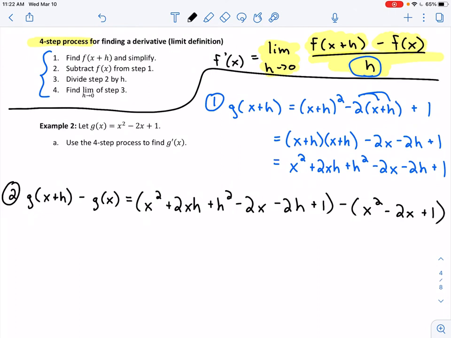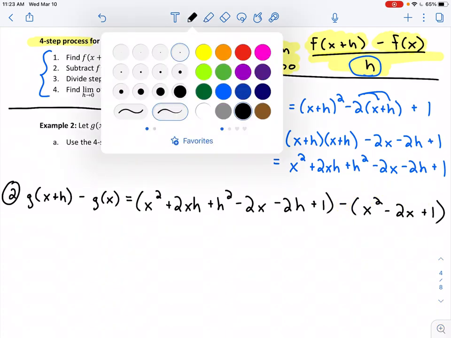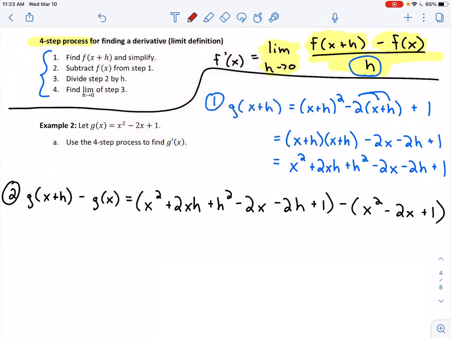Parentheses are going to be really important here because I want to take this minus sign and distribute that to all 3 terms of my g of x. The way I do that, I always change that minus sign to a plus sign and then just change the signs on the inside of those parentheses.